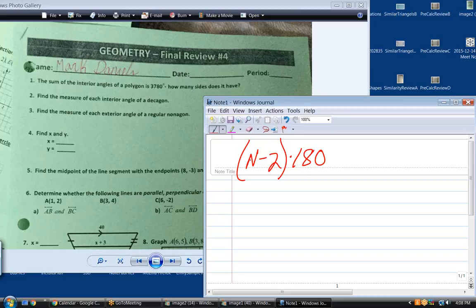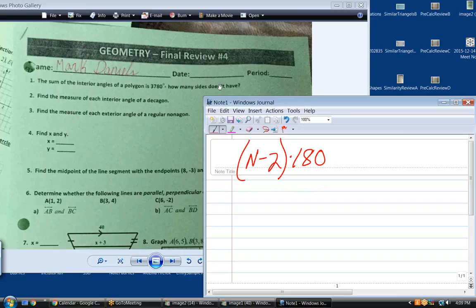A triangle has three sides, so its sum would be 180. A rectangle's sum would be 360. So if you're ever in doubt of a formula, just try it on some common figures and make sure it works. So what's my equation going to be?